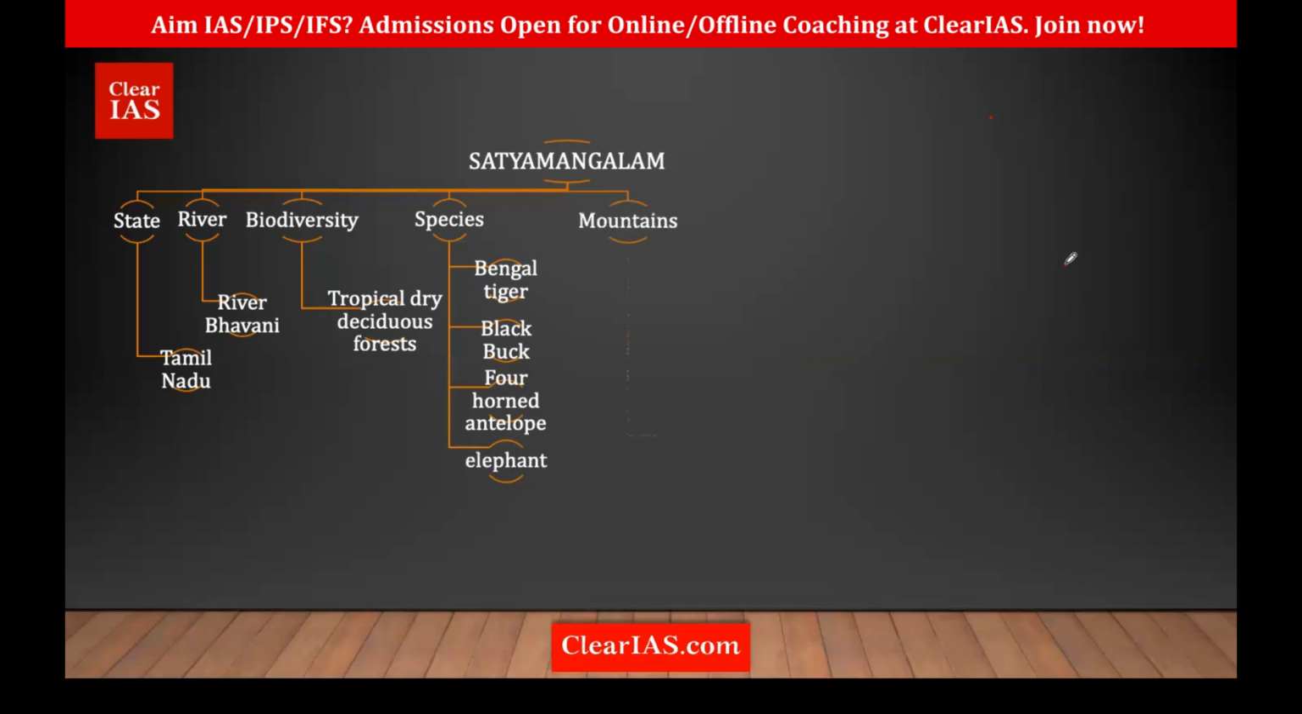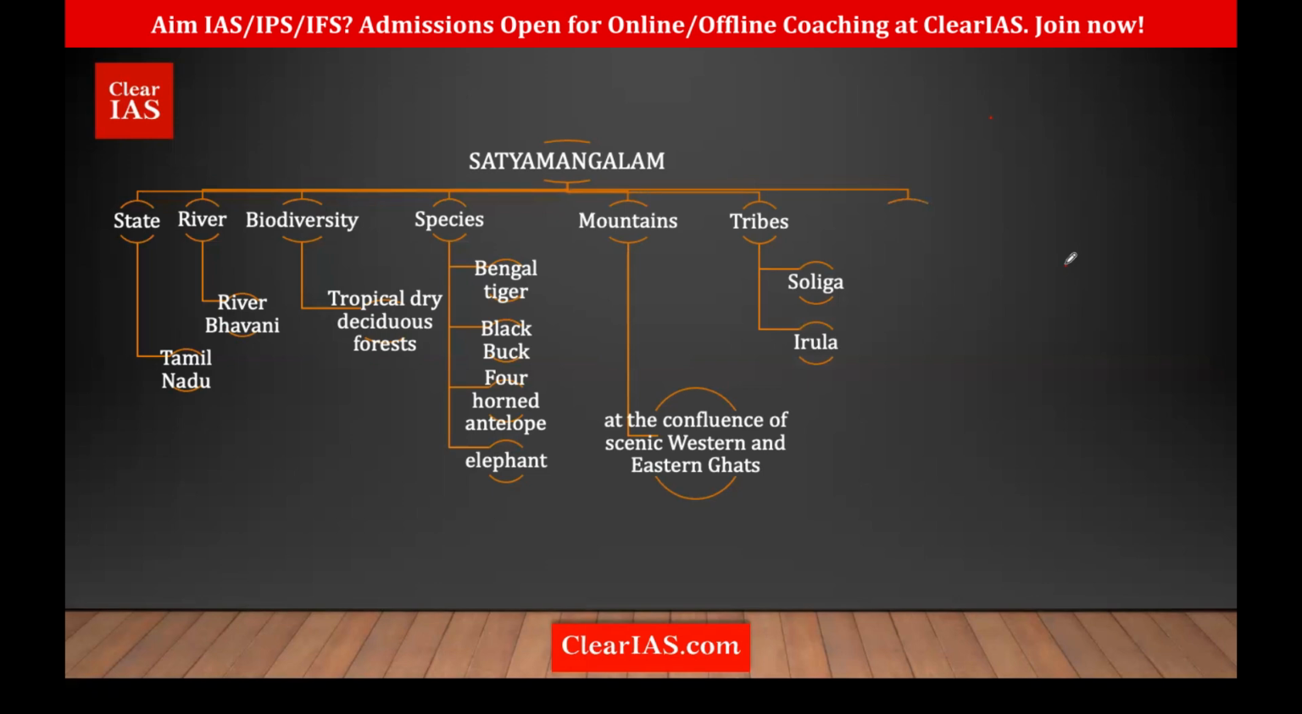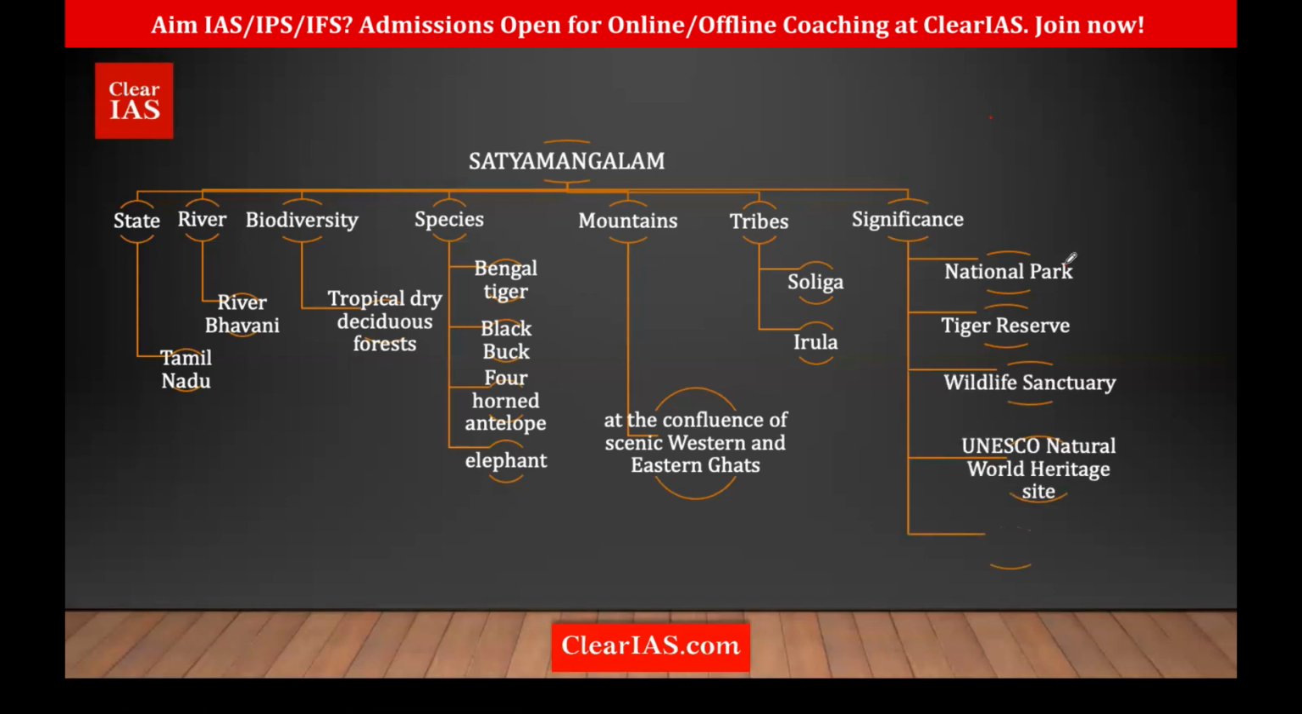And it is part of what? This is one of the most important things about Satyamangalam. It is at the junction between whom? Western and Eastern Ghats. Although it is part of Nilgiris Biosphere Reserve, it is at the junction of the Western and Eastern Ghats, Satyamangalam. And tribes here are Soliga, Irula. And its significance includes a national park, a tiger reserve, as well as a wildlife sanctuary, and also part of the UNESCO World Heritage Site and Nilgiris Biosphere Reserve. So remember Satyamangalam is at the junction between the Western and Eastern Ghats.